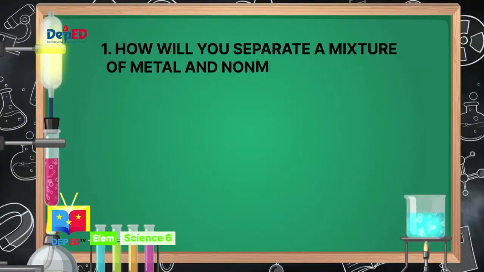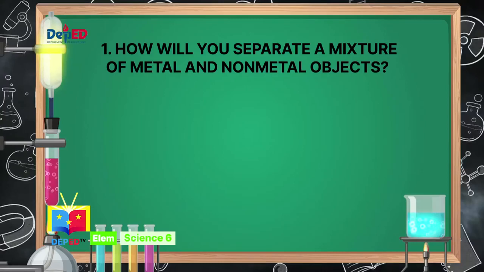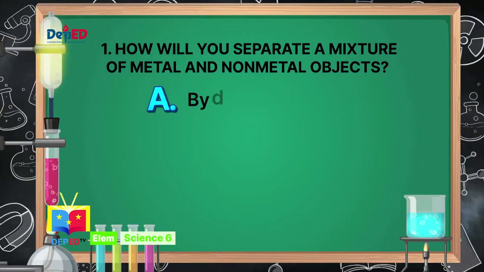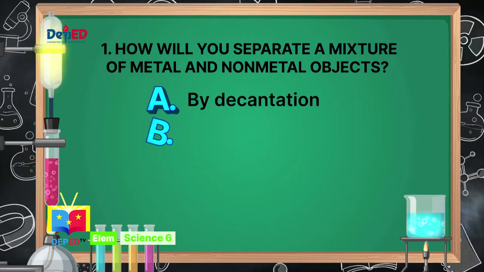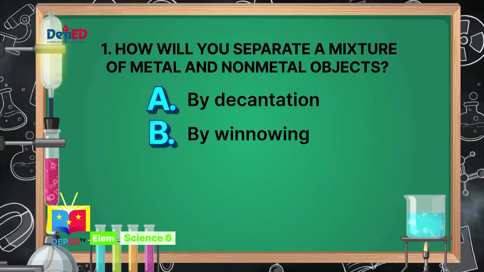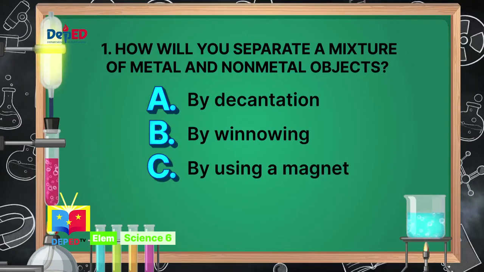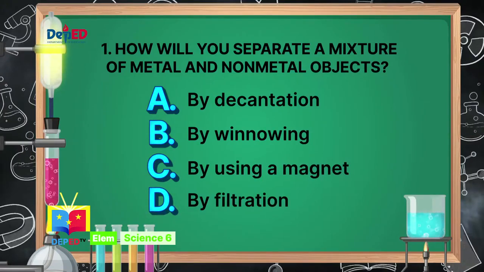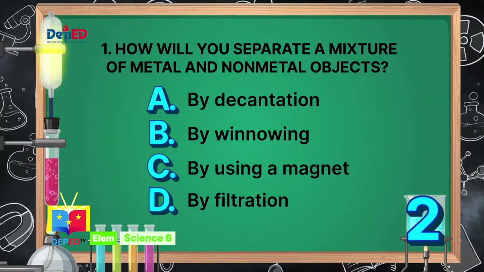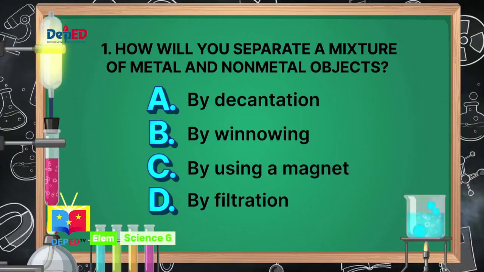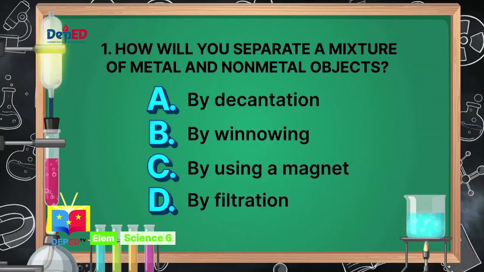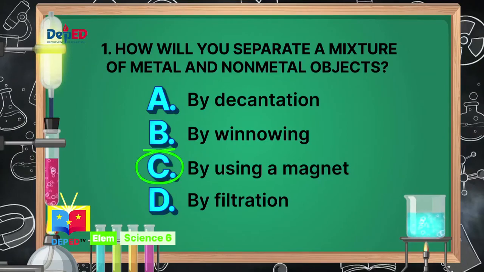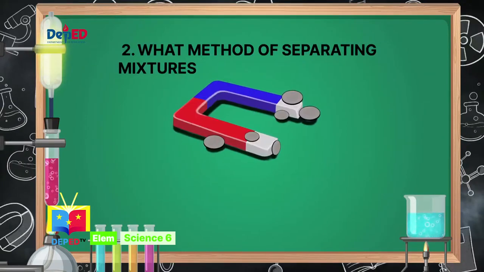How will you separate a mixture of metal and non-metal objects? A. By decantation. B. By winnowing. C. By using a magnet. D. By filtration. The correct answer is letter C, by using a magnet.